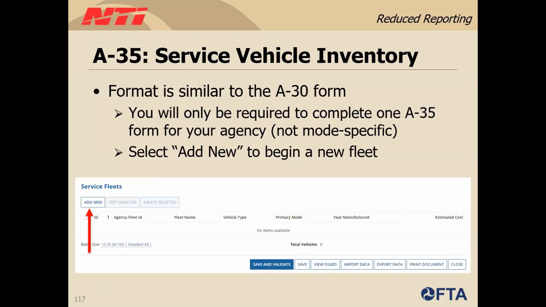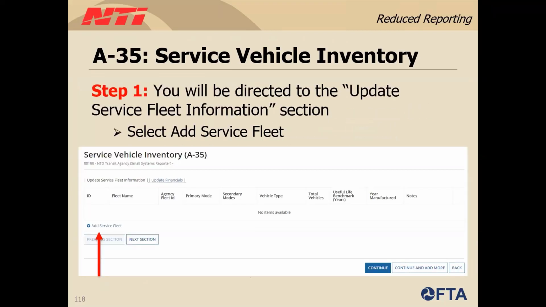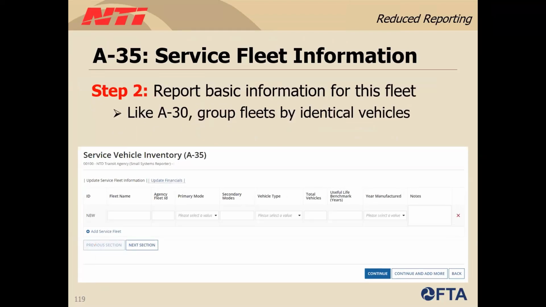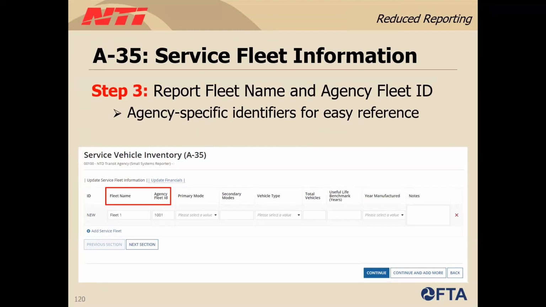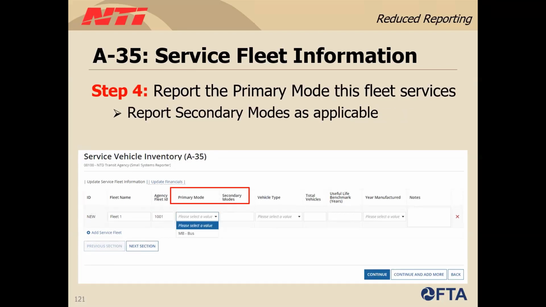If you want to add a new service fleet, first click Add New. Then click Add Service Fleet at the bottom left-hand side of the form. The first section of the fleet information is a Service Fleet Information tab. You will report the fleet name and agency fleet ID. These can be names and IDs that make the fleet easily identifiable for your agency. Similar to facilities on the A15 form, you must select a primary mode that the fleet supports. You can also report secondary modes as applicable.